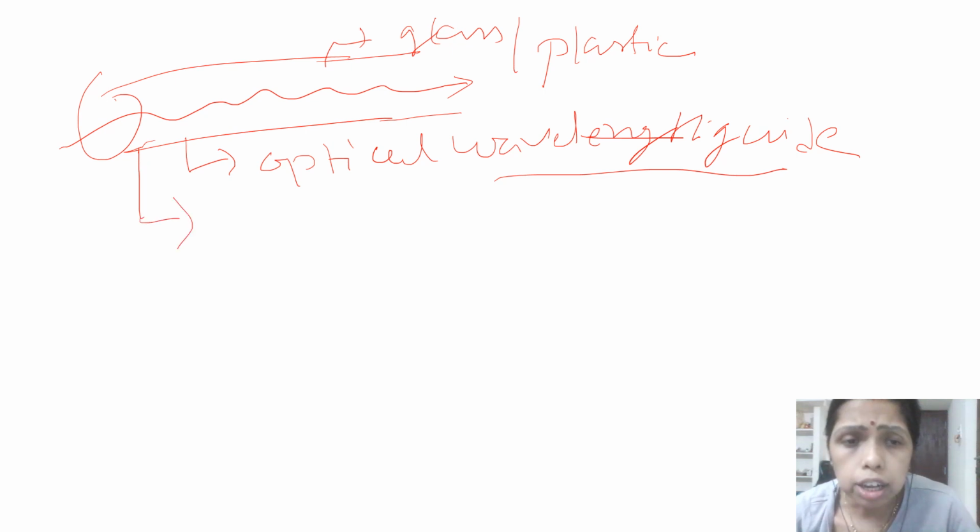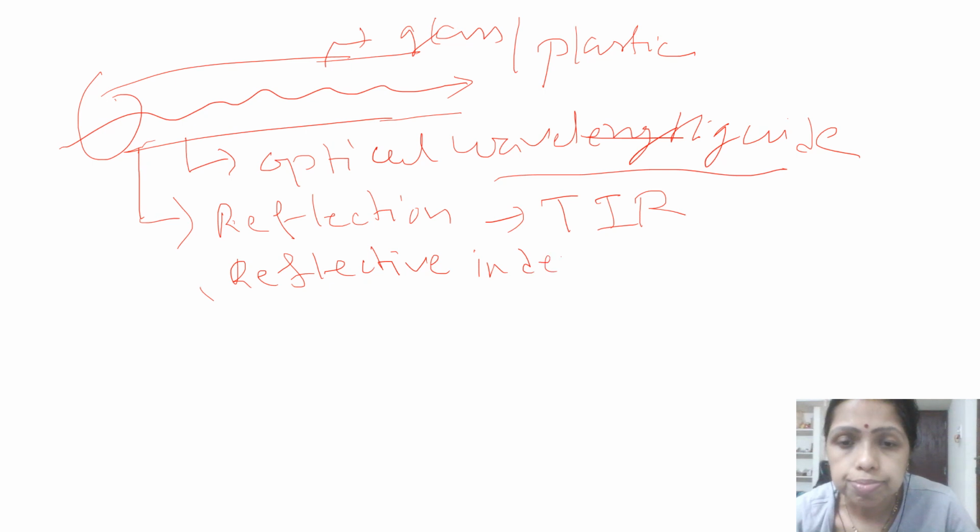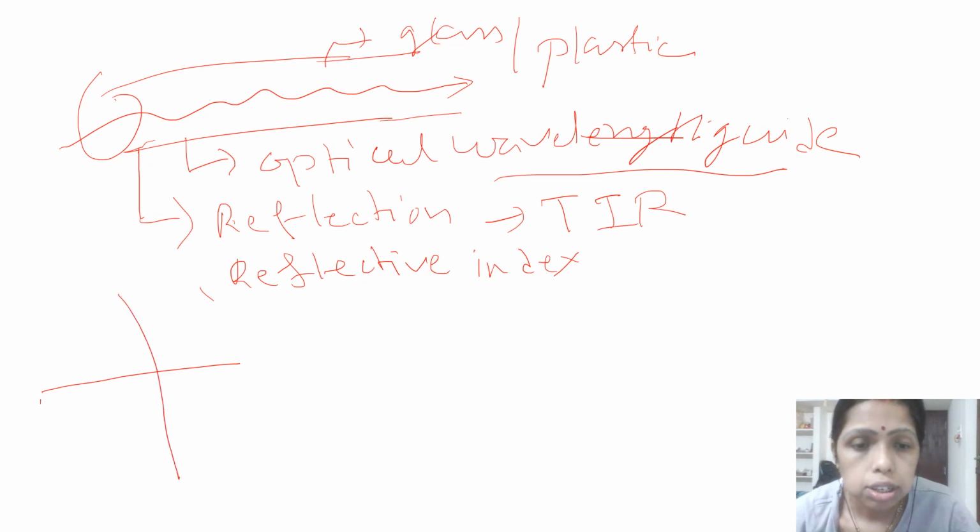So it totally depends on reflection. It depends on the total internal reflection, in short TIR, as well as the refractive index. We know Snell's law, right? There are two media, n1 and n2. This is the interface between the two media, and this is the perpendicular line.